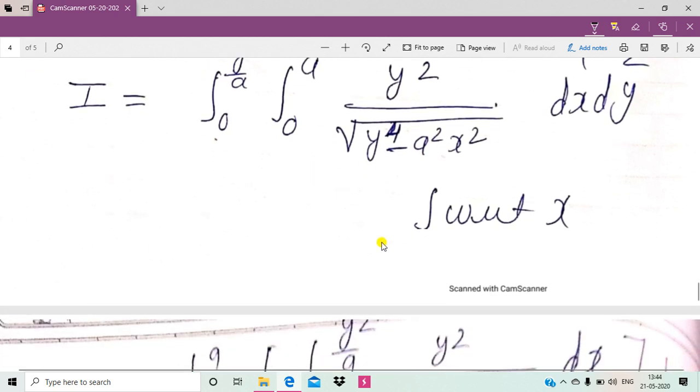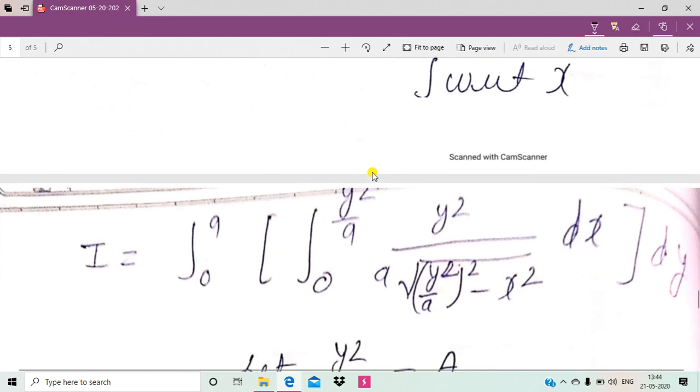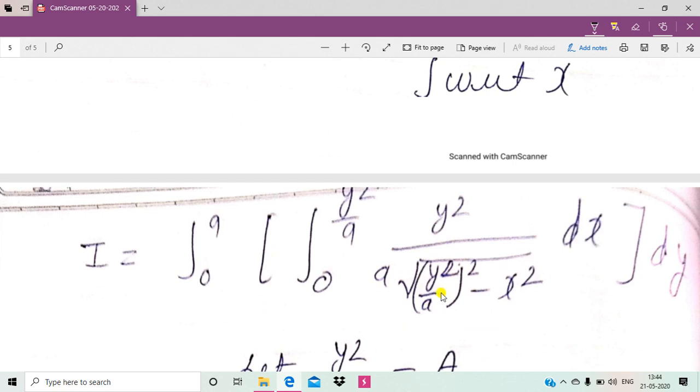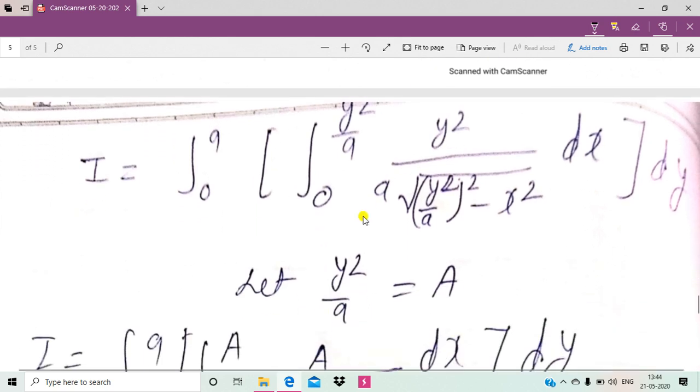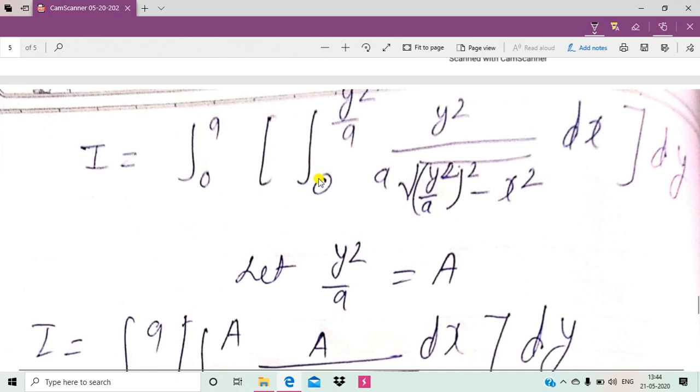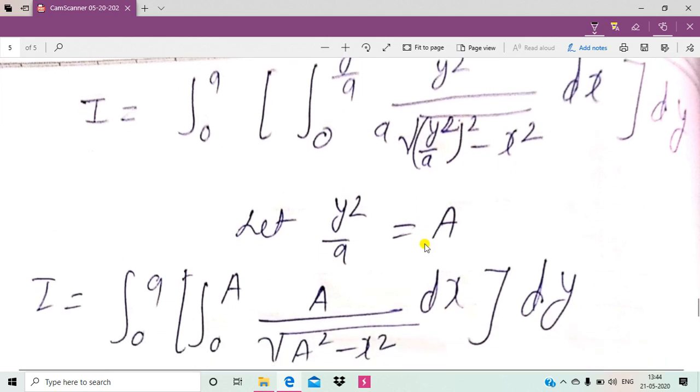So we take a square as common from the square root, therefore the denominator will be, if we take a as common, y square by a whole square minus x square. So now let's suppose this y square by a is equal to capital A. So the integration will be now between the limits 0 to capital A, y square by a written as capital A, upon square root of a square minus x square.